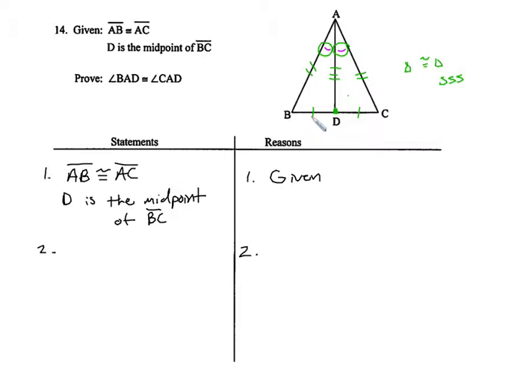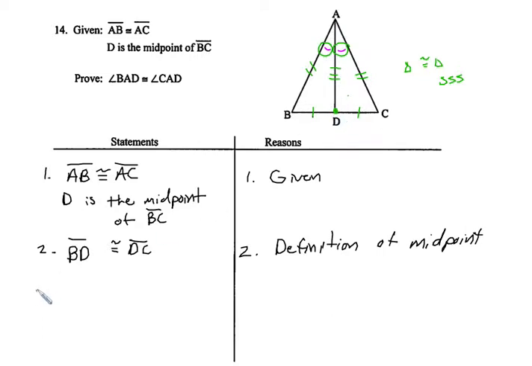So I started by marking that BD and DC were the same, so I need to mark that in my proof as a statement. BD is congruent to DC. Why? Because that's what the definition of midpoint tells me. It's going to cut those two things in half. And then the next thing that I marked was AD was congruent to itself, or it was reflexive. So AD is congruent to AD because of the reflexive property.